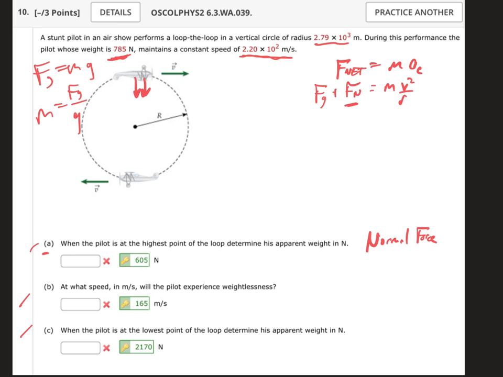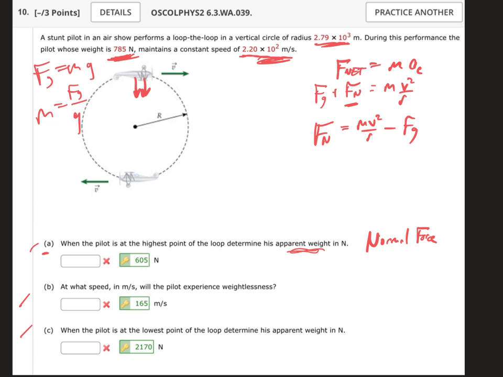I just have to solve for Fn. So Fn is the normal force, which is going to equal the apparent weight. That's going to equal mv squared over r minus Fg. So in order to find the answer for part A, I've got to find the m and then plug it into this equation right here, where v is given in the problem, then we square it, r is given in the problem, and Fg is given in the problem.